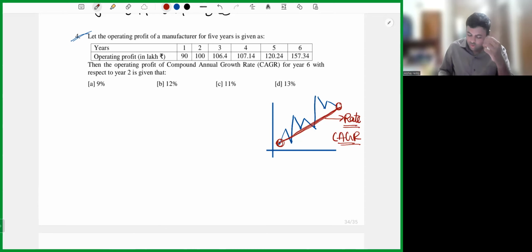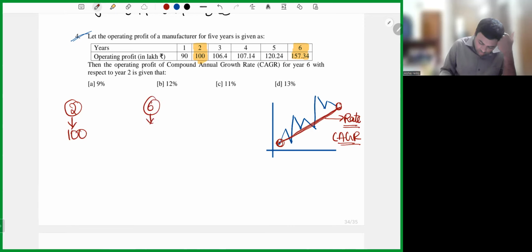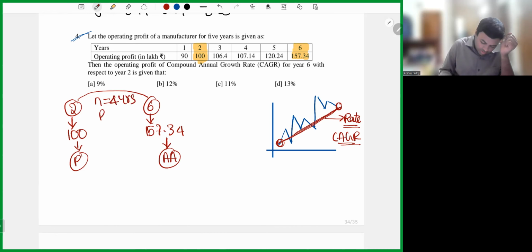Let the operating profit of a manufacturer for the 5 years is given below. Then the operating profit of CAGR for year 6 with year 2. Sir, how will you do this? See, my dear friends, it is simple. For year 2, it is given as 100. For year 6, it is given as 157.34. This is your principal. This is your accumulated amount. What is the time gap between year 2 and year 6? Obviously, sir, 4 years. 6 minus 2. He is asking what is the rate of interest. That's a simple thing of CAGR computation.